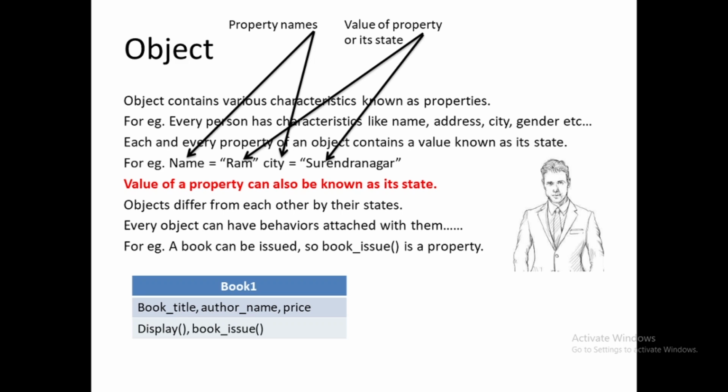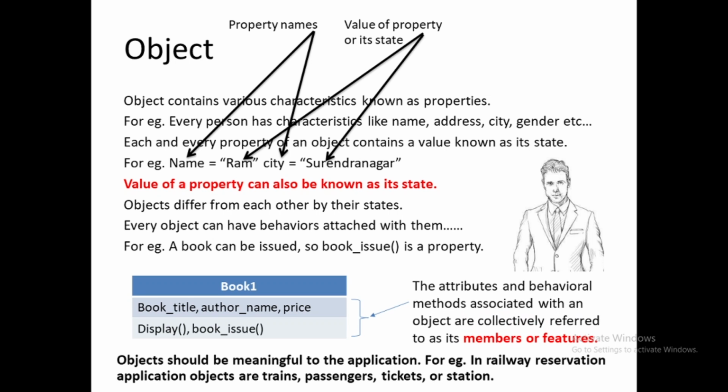So here you can see book 1, that is the name of the object. Then book title, author name, price, these are the properties. Whereas display and book issue, these two are methods and not properties. Here you have to correct. Display and book issue, these are the names of methods.